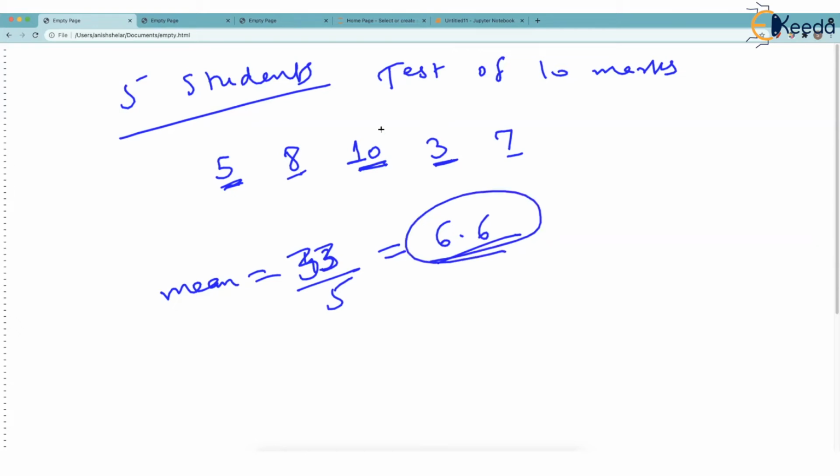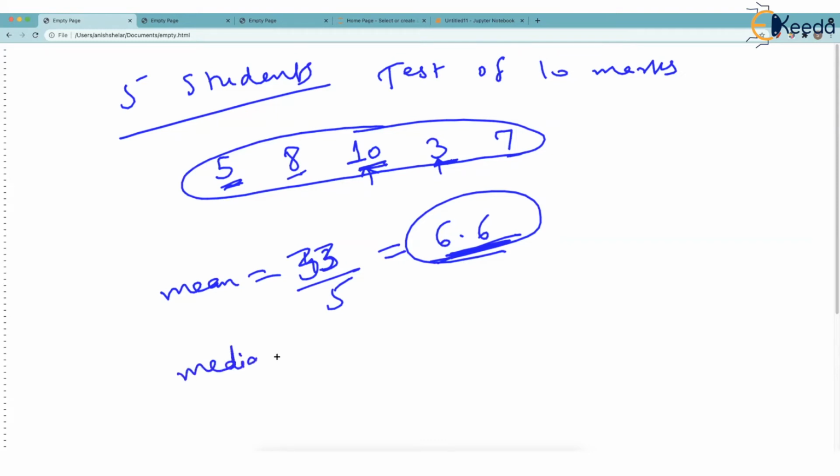That means on an average, the entire class scored 6.6. But this person has not scored 6.6, or this person has not scored 6.6. But the average performance of the class is 6.6. Now just check, there is another word called median. Often these two words are used interchangeably, but they are different.